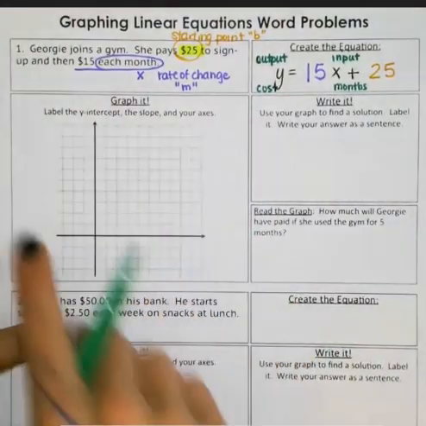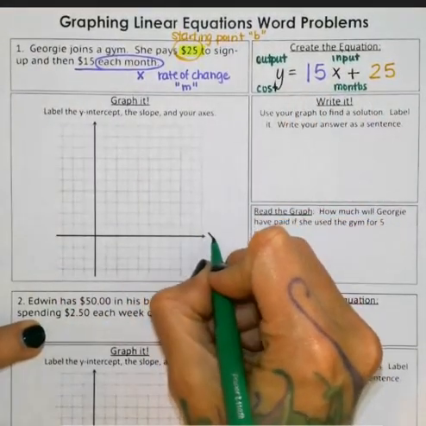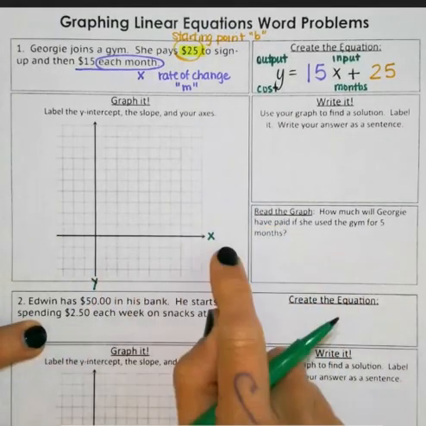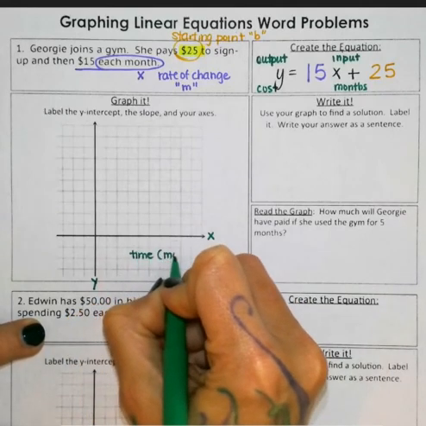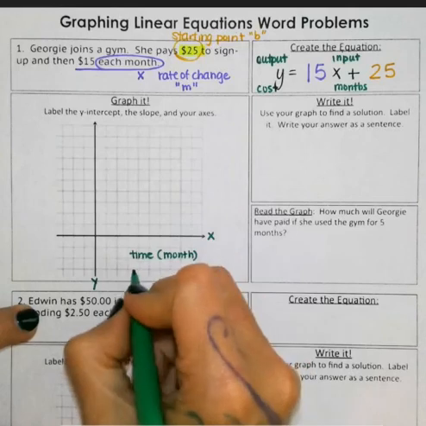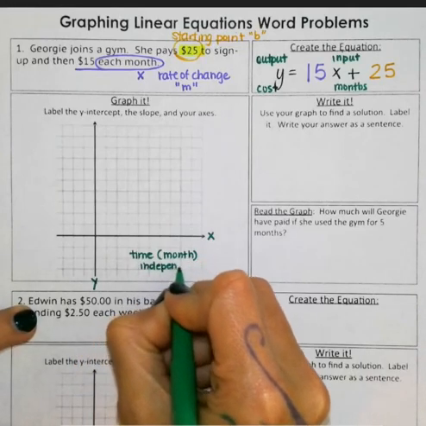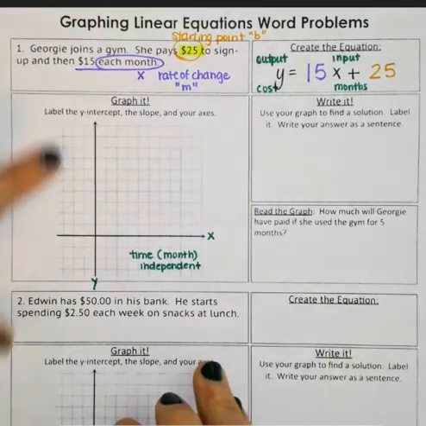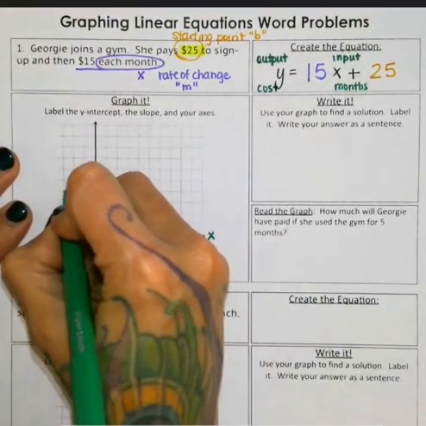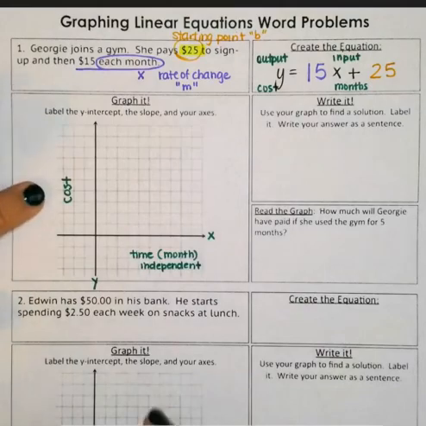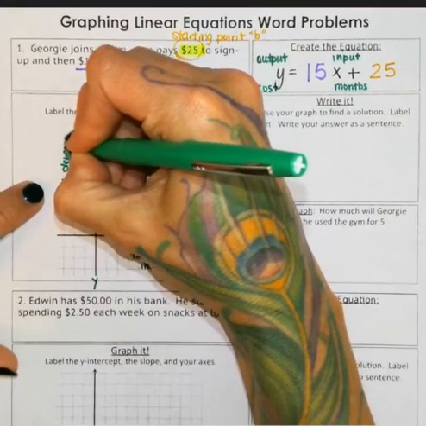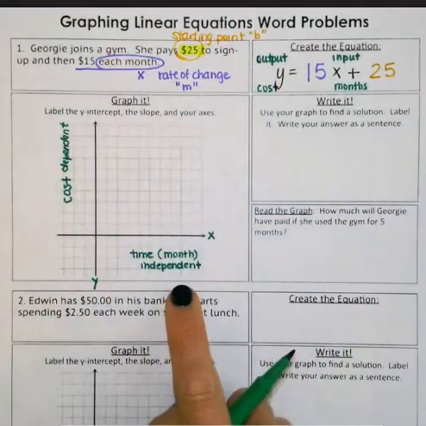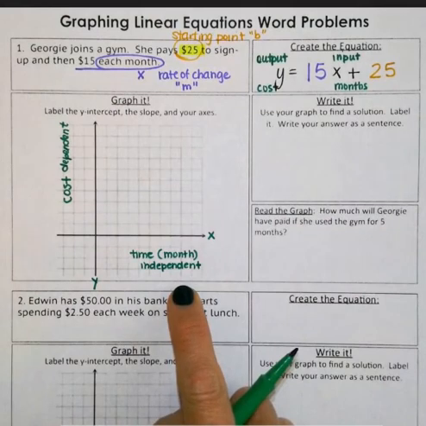So when we go to graph this line, we know that our x-axis is here and our y-axis is here. Our x-axis is going to be time, which in this case is going to be month. This is independent. This is what we decide we are tracking. Our y-axis is going to be cost, and that is dependent on how long we decide to track this. So this is dependent. That is our output. So remember, independent is our input, dependent is our output, because our cost depends on how long we track it.